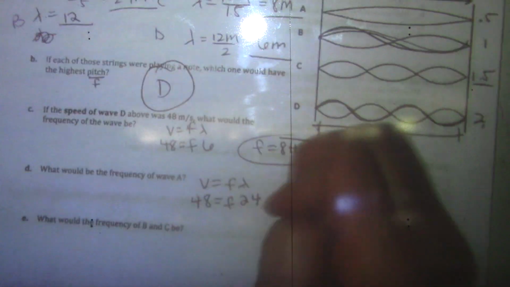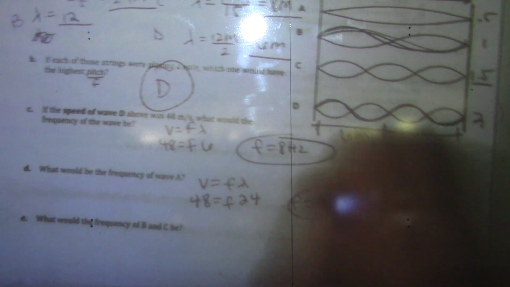What would the frequency of A be? So V equals F wavelength. My frequency is definitely changing because my wavelength is changing. The wavelength for A is 24, but my speed should be staying the same, the same medium, right? It's the same strings. So 48, and that gives me a frequency of 2 hertz.